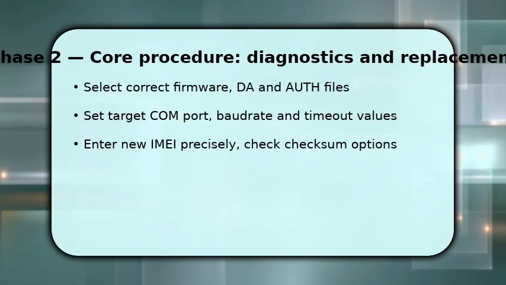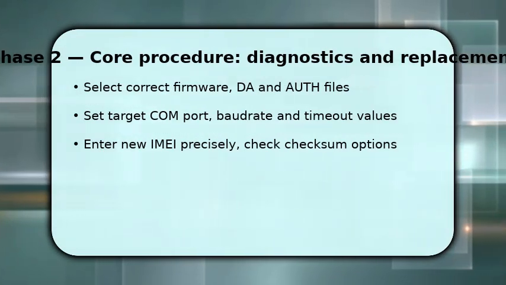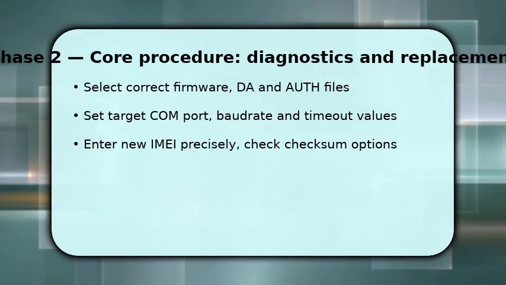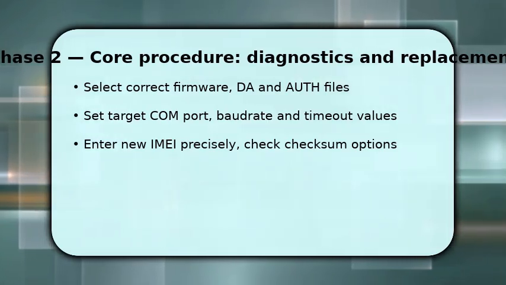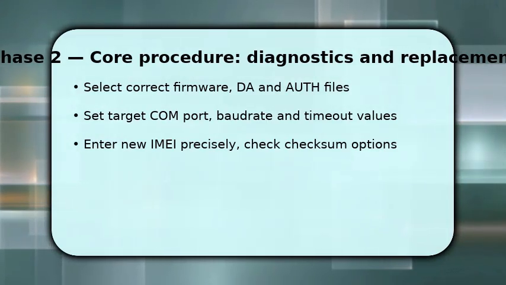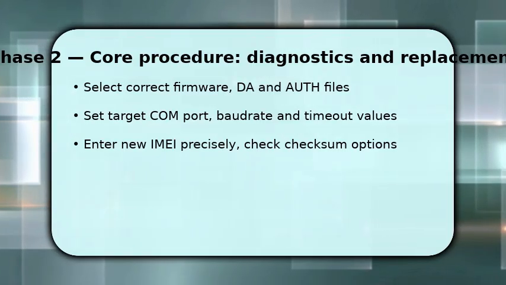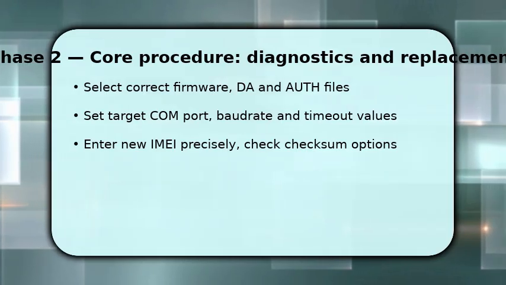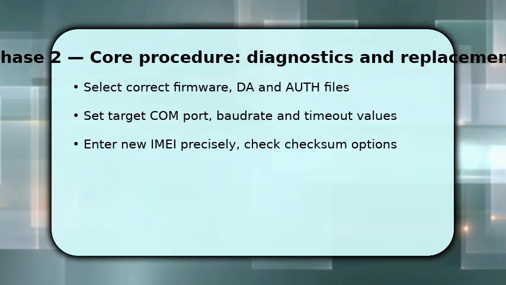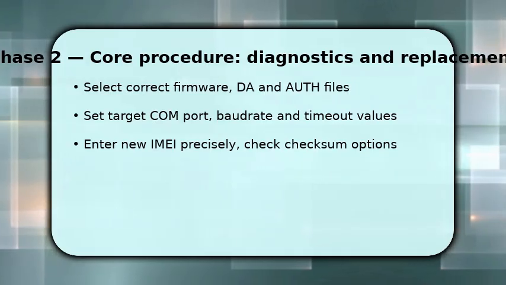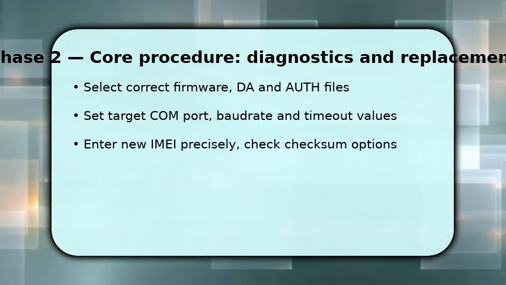Now you load the DA, auth, and firmware files required by Maui Meta. The right files match your chipset and carrier. Next, select the target COM port and set baud rate and timeout values. This stabilizes the transfer. Enter the new IMEI carefully and use the tool's checksum or validation option to avoid corrupt entries. While writing, monitor logs for errors and pauses.